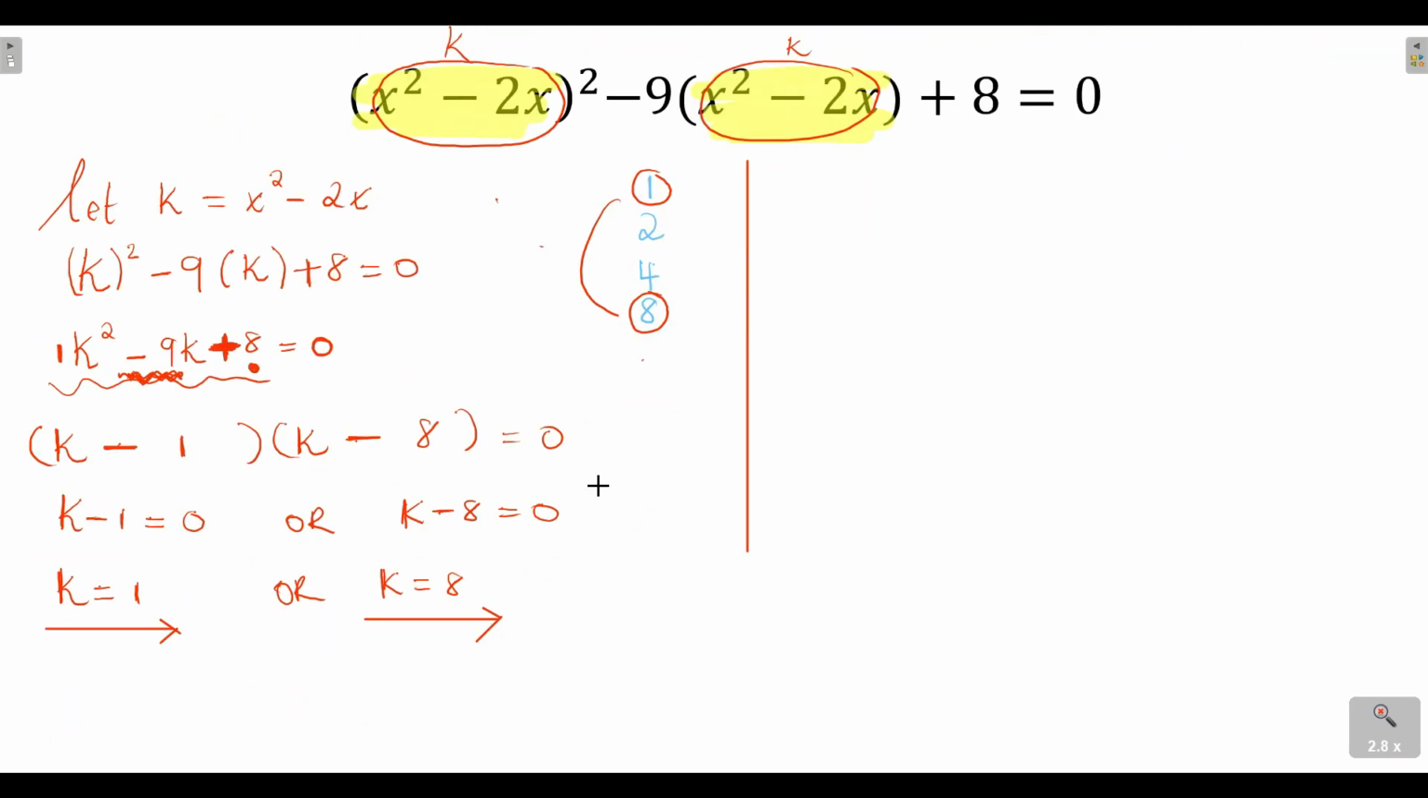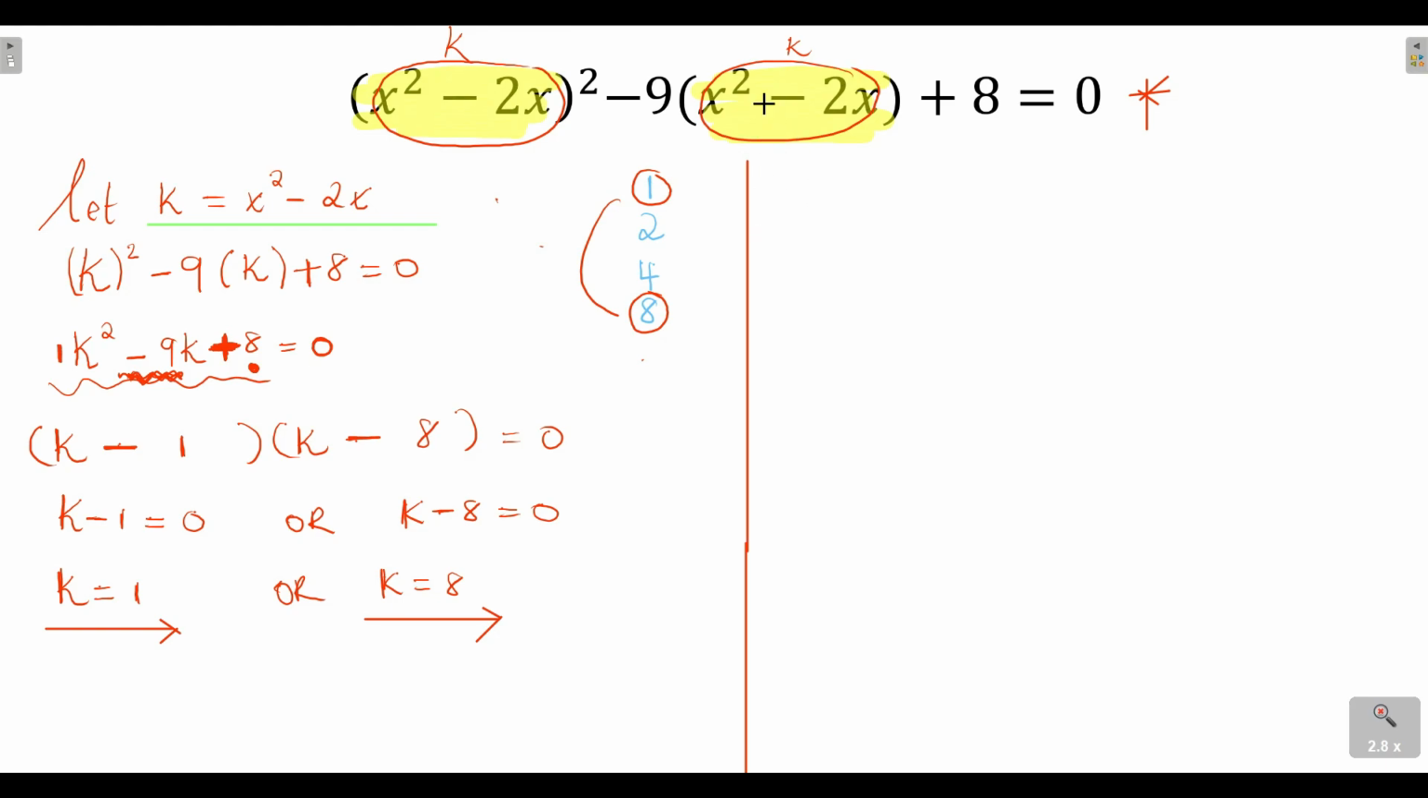Using the k method is a way to help us get rid of the complication in this equation, and now we've gotten rid of it. So we can now substitute these values back into the equation where we said let k equal x squared minus 2x, and determine what x is. We're going to have two substitutions for k. The first one is that we said k is equal to 1.